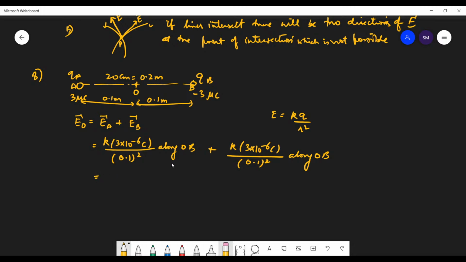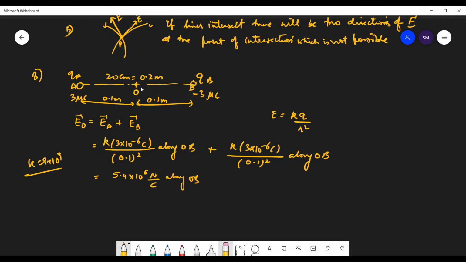And this comes out to be, just multiplying by 2, you can find it out. So K you can put as 9 into 10 raised to power 9, and this comes out to be 5.4 into 10 raised to power 6 Newton per Coulomb along OB. Simple addition.